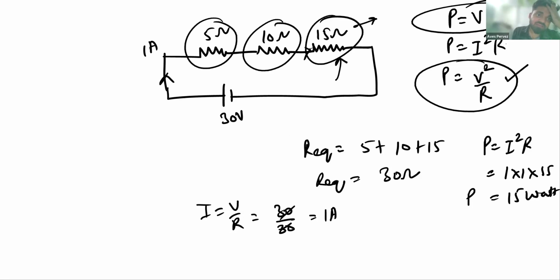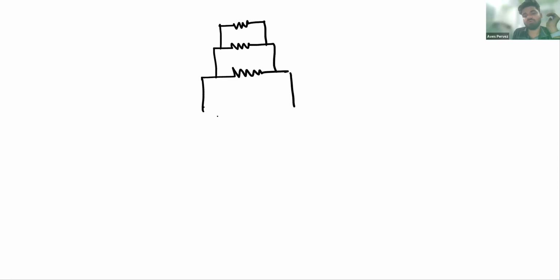And similarly, suppose if I'm connecting all these three resistors in parallel to each other with a 30 volt battery. Okay, this is 15 ohm, this is 10 ohm, and this is 5 ohm. And if I ask you to calculate the resistance, so what will you do here?